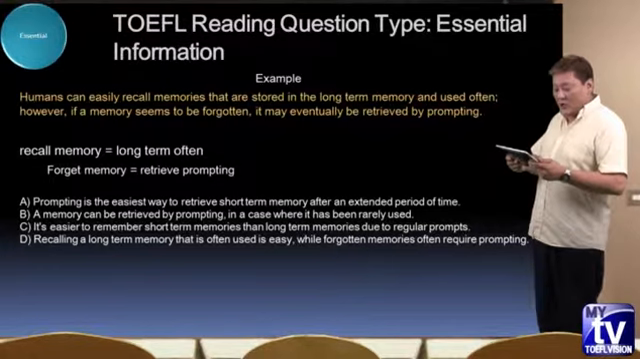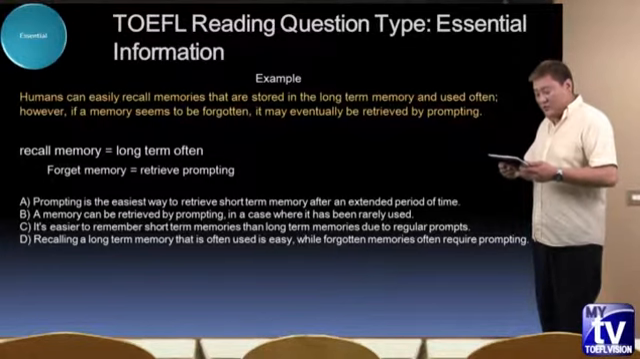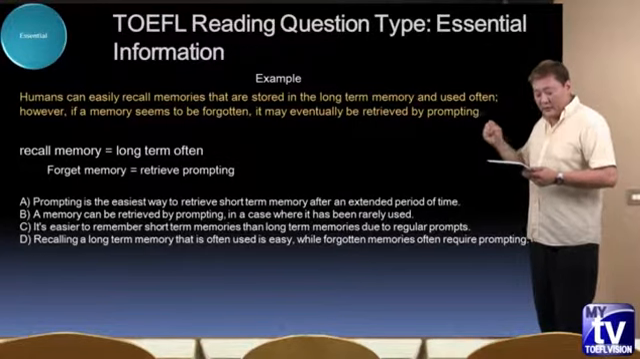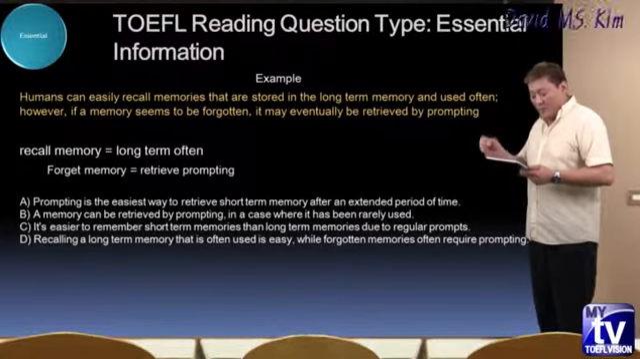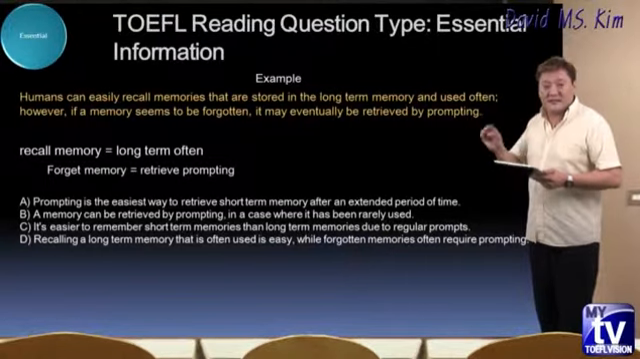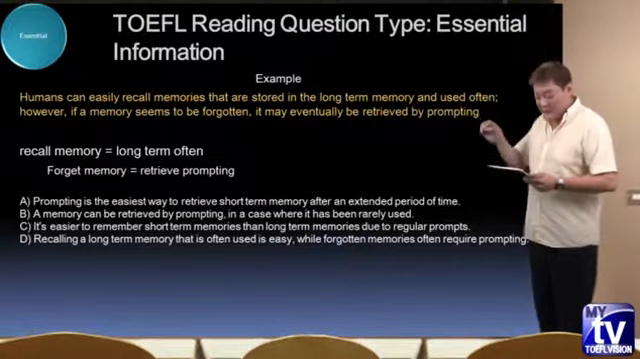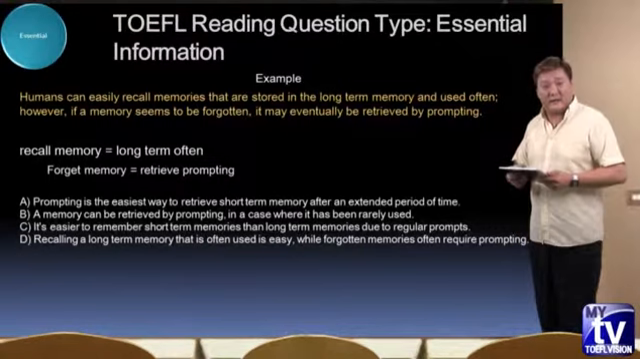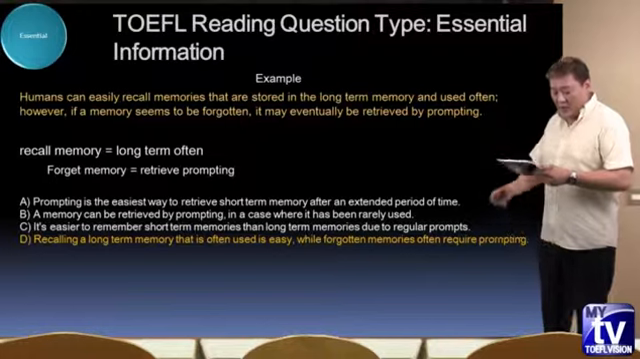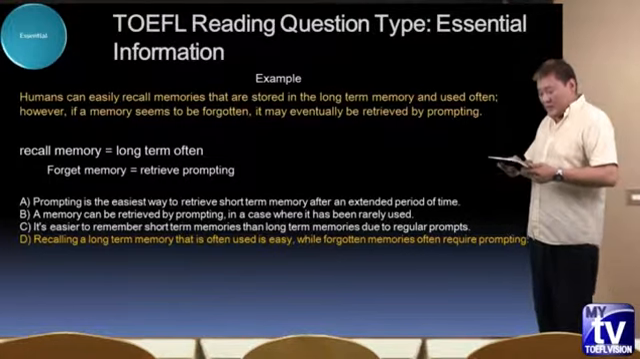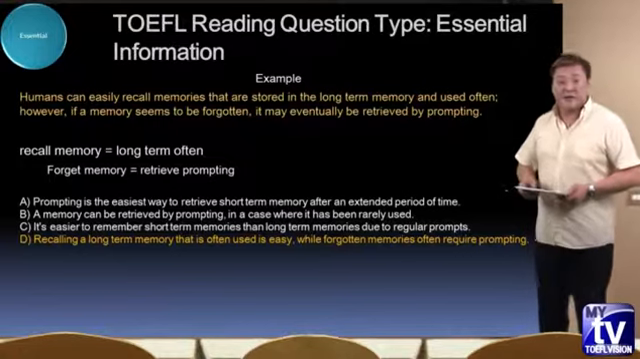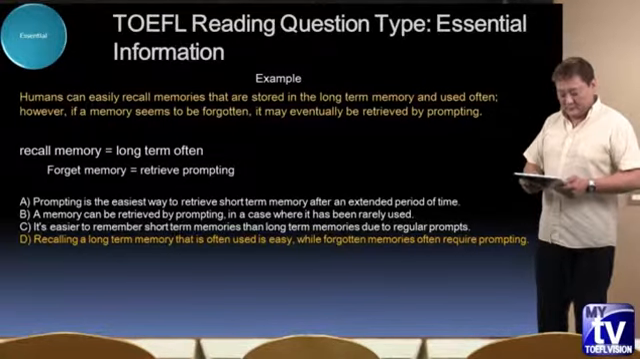So then, the last one: recalling a long-term memory that is often used is easy. So how do you retrieve your long-term memory? By prompting, while forgotten memory often requires prompting. It's the same sentence. It's exactly what your notes look like. So the answer, everyone: recalling the long-term memory that is often used is easy, while forgotten memory often requires prompting.